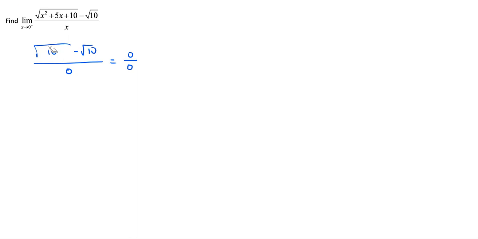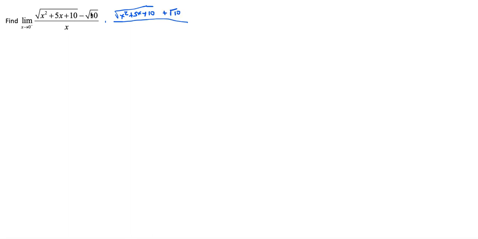So what does it mean to rationalize the numerator? Well, we're just rationalizing as we normally do, but we're going to multiply by the conjugate of the numerator. So we get radical x squared plus 5x plus 10, and now we're going to multiply by plus radical 10 here. That's the conjugate of the numerator. And we're going to multiply the denominator by the same thing, plus radical 10 here. Of course, if you need to, put parentheses around these to make sure you do everything carefully.